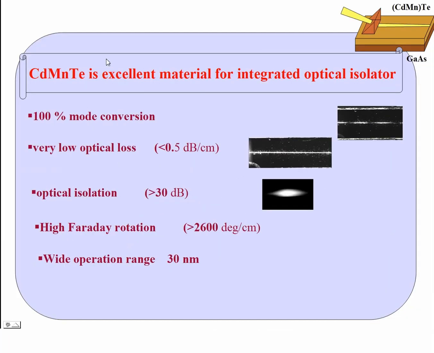So in conclusion, cadmium manganese telluride is an excellent material for an integrated optical isolator. In a cadmium manganese telluride waveguide, 100% mode conversion is achieved. Very low optical loss, less than 0.5 decibel per centimeter. Very high isolation, higher than 30 decibels. High Faraday rotation, larger than 260 degrees per centimeter. And a wide operation range for the optical isolator.